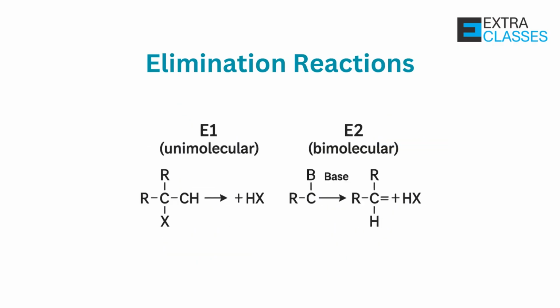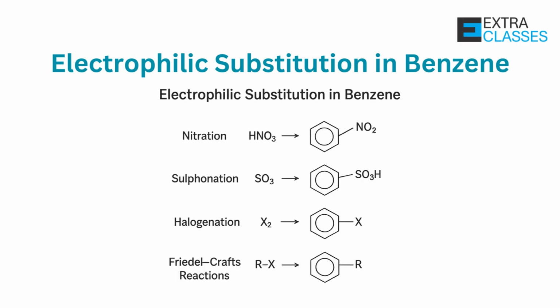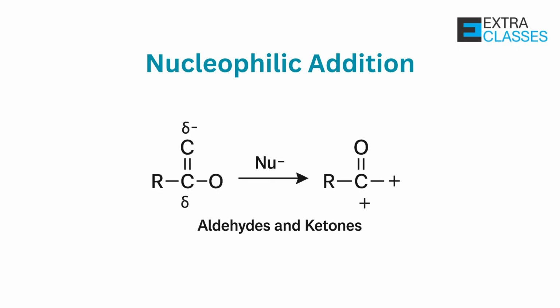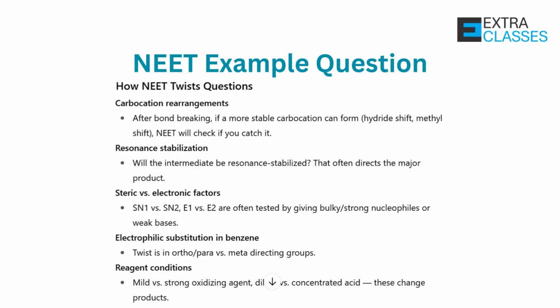Elimination reactions. E1 and E2. Electrophilic substitution in benzene, nitration, sulfonation, halogenation, and Friedel-Crafts reactions. Nucleophilic addition to carbonyl groups like aldehydes and ketones. NEET often twists mechanism-based questions, such as predicting the major product in a reaction.